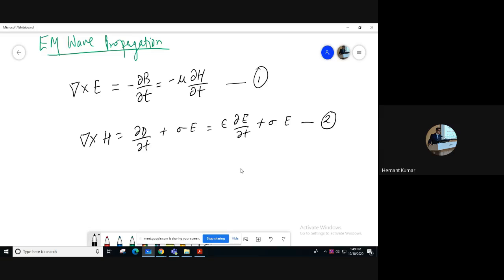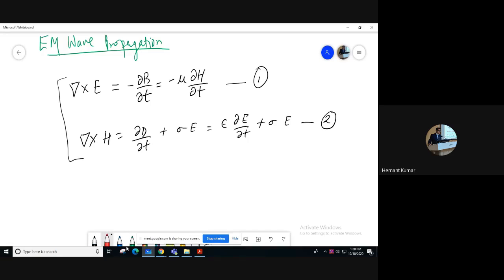If you see EM wave propagation, what does it mean? It means electric field and magnetic field will sustain each other. Both the fields will exist. It is similar to an LC oscillator. In an LC oscillator, what happens? Kinetic energy is converted into potential energy, converted into kinetic energy, right? So these two energies transform into each other. Similar to that, when an EM wave propagates in free space, electric field converts into magnetic field, converts into electric field. How? Using these two equations.